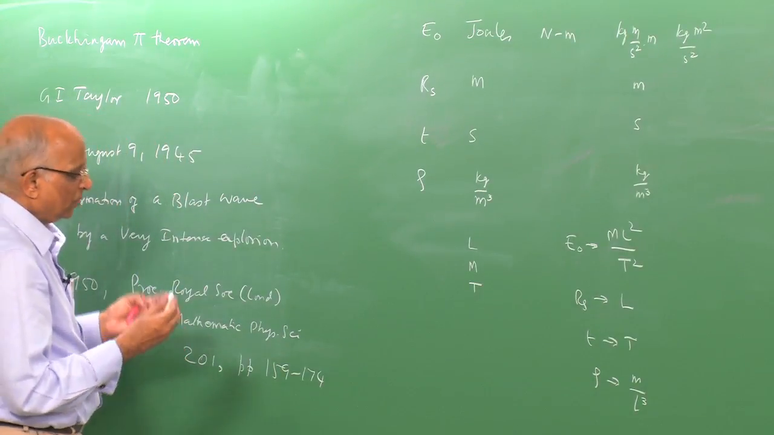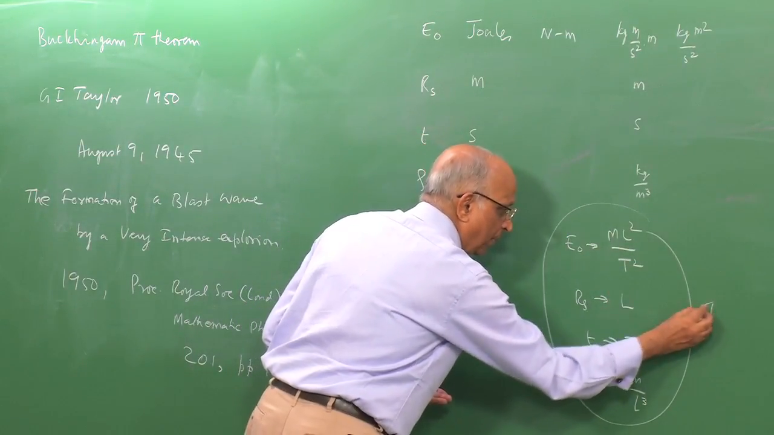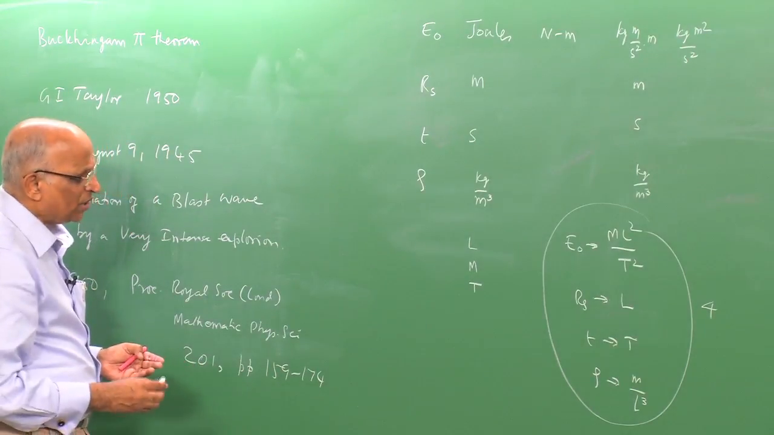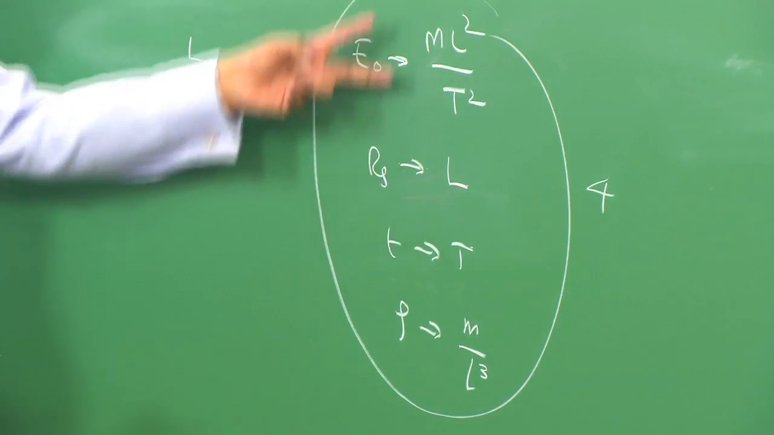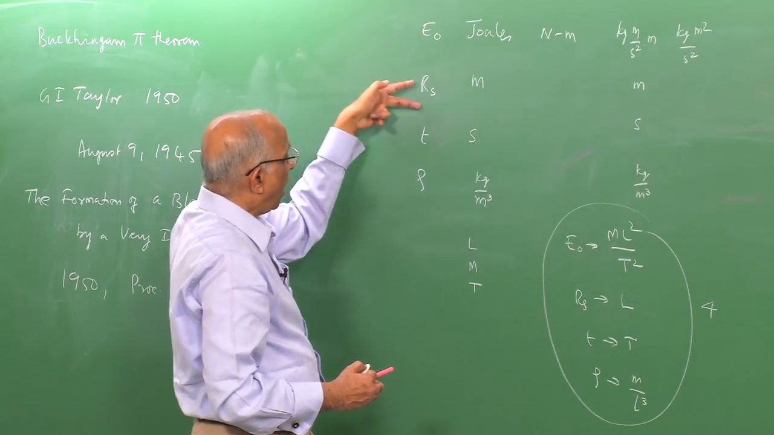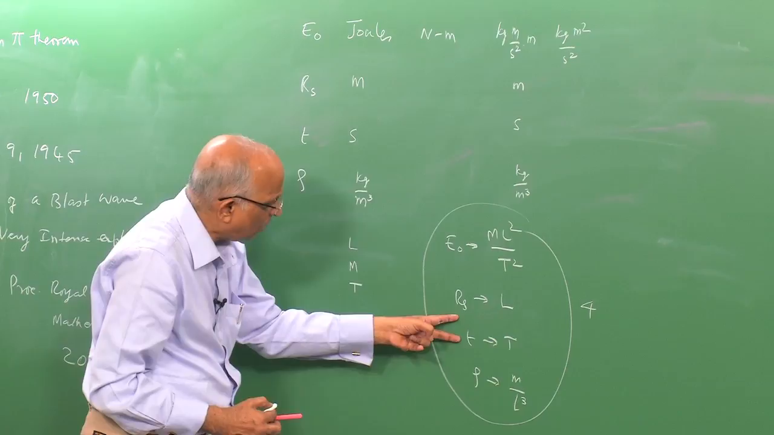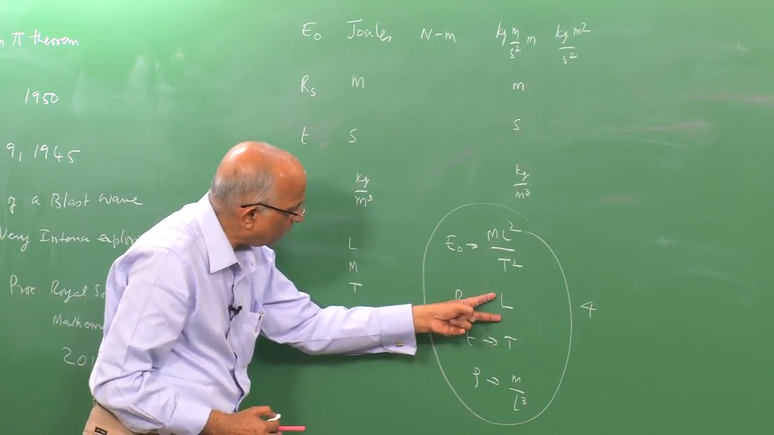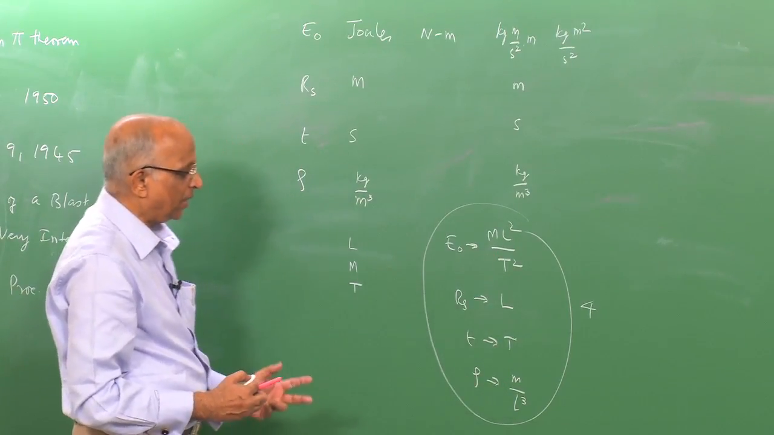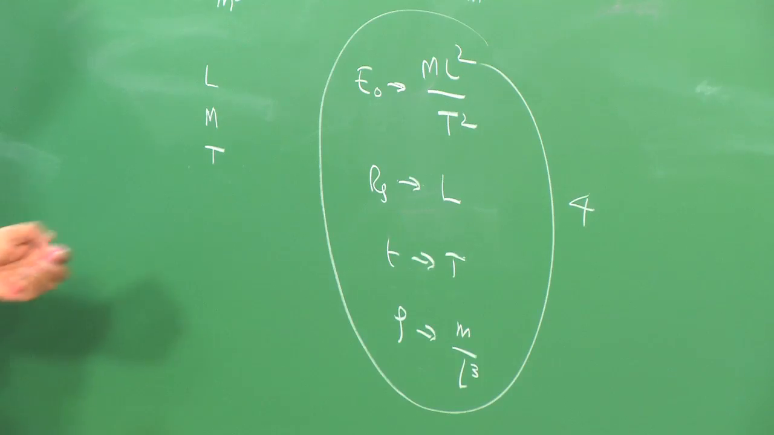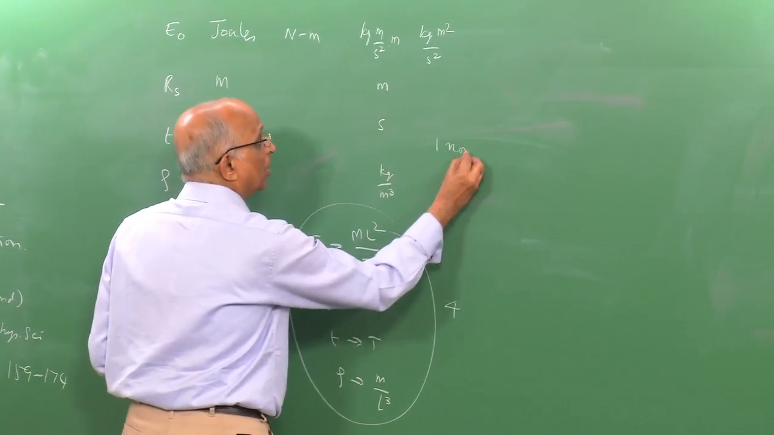And now, using the Buckingham Pi theorem, we find we have 4 parameters here. Out of these 4 parameters, I find 3 of them have independent dimensions. That means I have 4 parameters in my problem, E0, RS, t and rho, of which 3 have independent dimensions, because maybe time is independent, length is independent, and if I have one more, I am able to get the other dimensions out. As per the Buckingham Pi theorem, if I have 4 parameters and 3 independent dimensions, I can form one non-dimensional parameter.